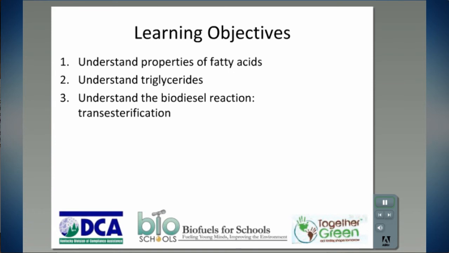Module 2 focuses on three main learning objectives. At the end of the module, you should: 1, understand the properties of fatty acids; 2, be able to explain what a triglyceride is; and 3, understand the reaction transesterification. Upon completion of the module, you will receive a certificate of completion.